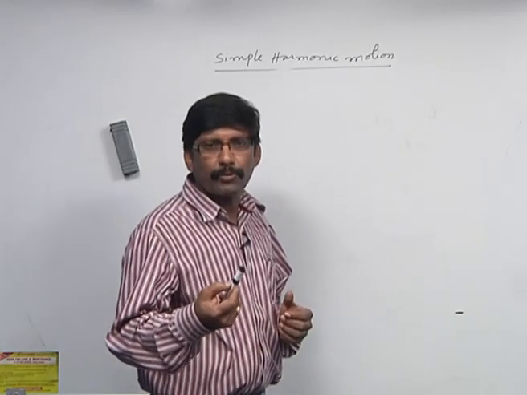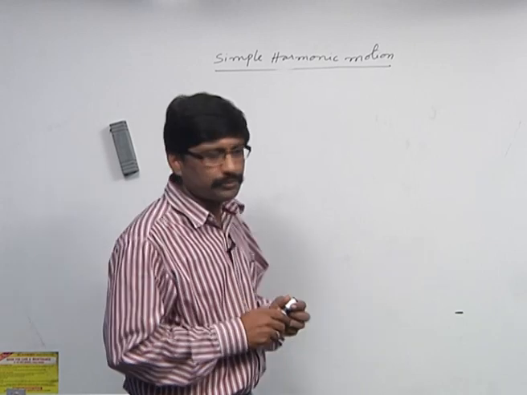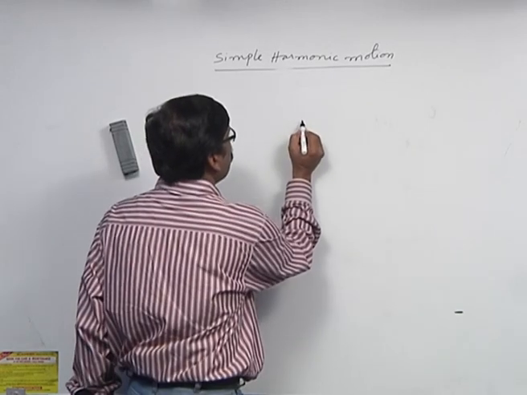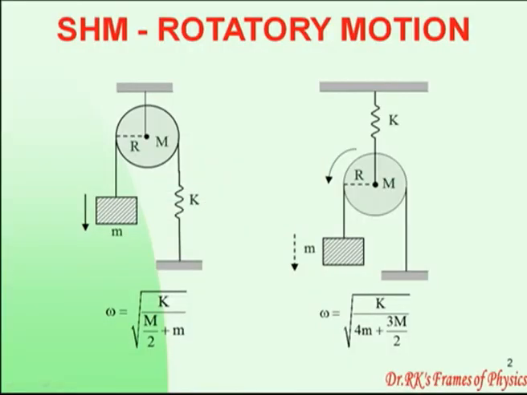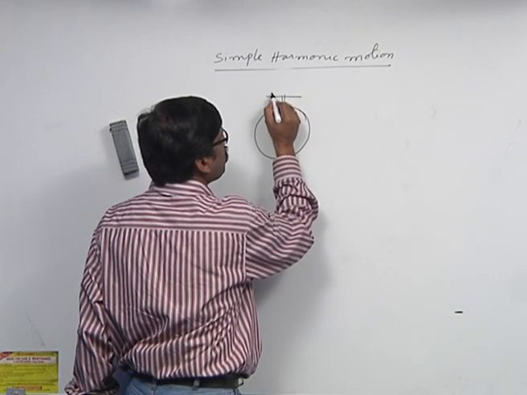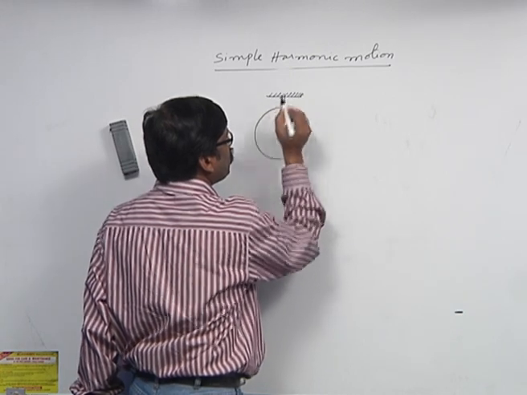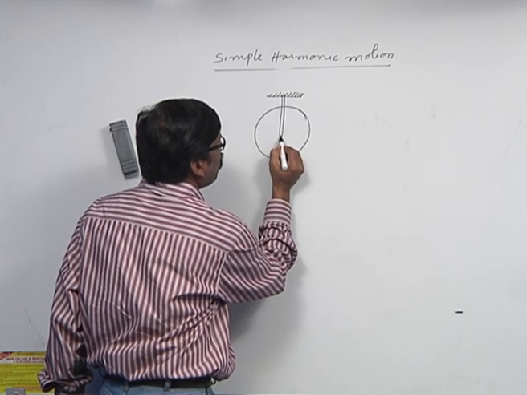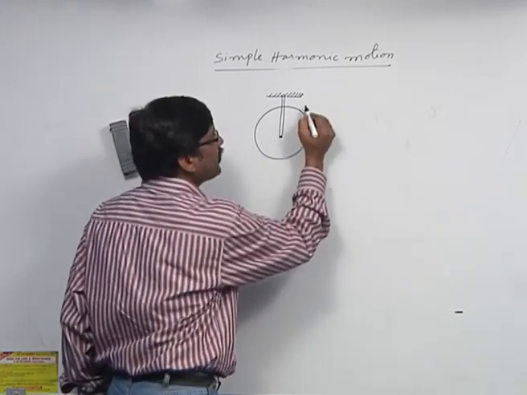Let us consider another problem of SHM which is related to rotatory motion. A disk of mass m is fixed to a point, and its mass is m.